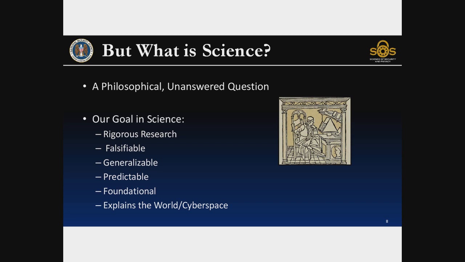We want research that means more than just saying, look, there's a vulnerability in this application. Well, that's important and necessary for our community. But we're really looking for research that is broad and can say, this is how you build a resilient architecture. That means the results are predictable and foundational, and they really help explain the world around us.